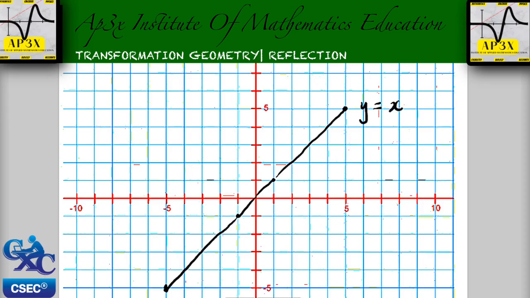So this is how you actually construct the diagonal mirror line. It's not about just drawing it through the origin. It's drawing it through the origin and having it touch the vertex of the unit squares here.